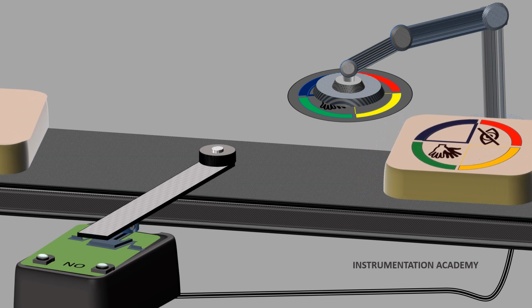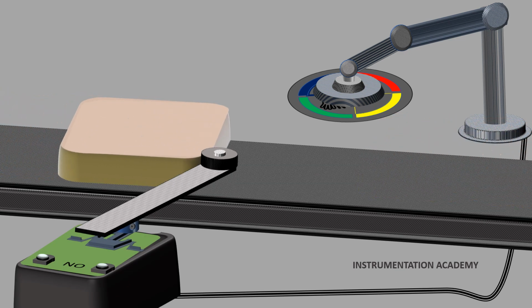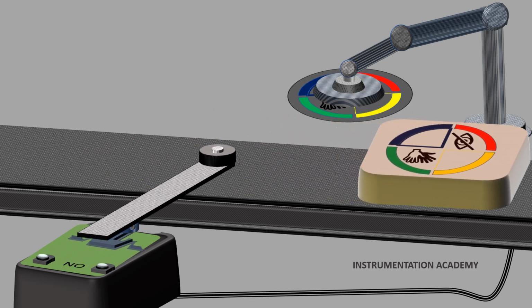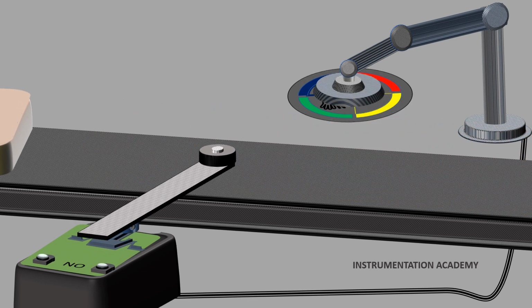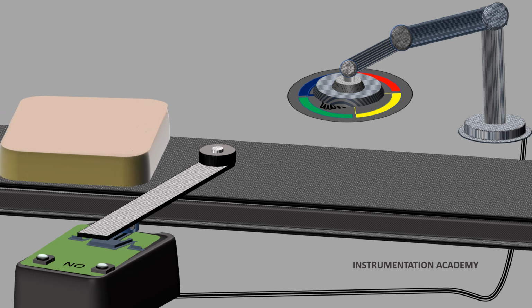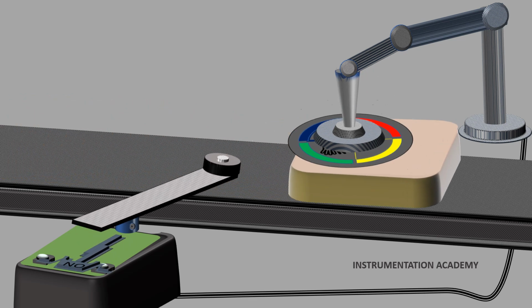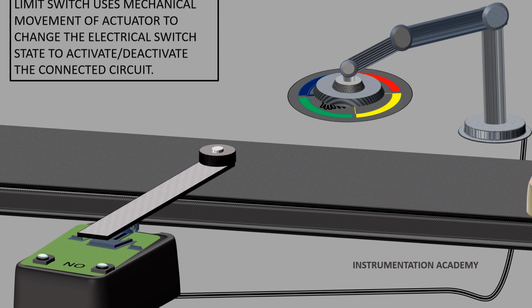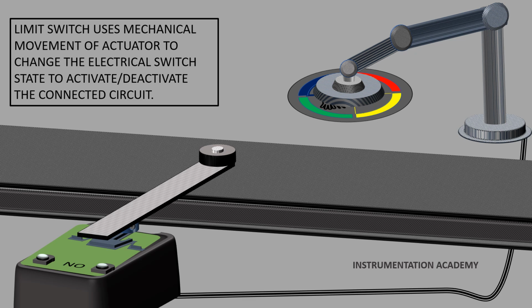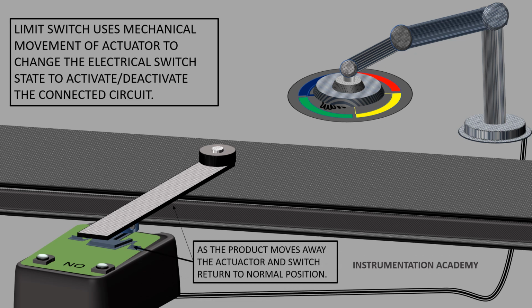When the product comes in physical contact with the actuator of the limit switch, the actuator's movement results in the electrical contacts within the switch to close the electrical connection. Limit switch uses this mechanical movement of the actuator to change the electrical switch state to activate stamping assembly. The stamping assembly presses the stamp onto the product. As the product moves after stamping, the actuator and switch state moves back to normal position.